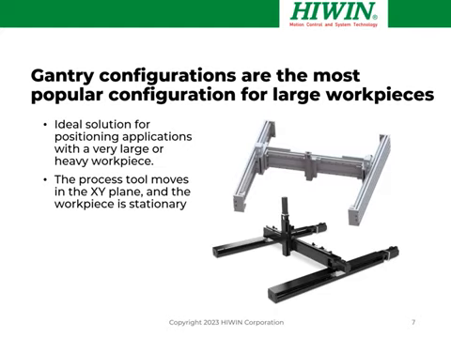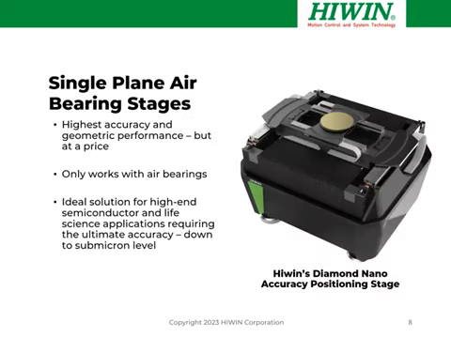But one drawback of this approach is it does require an extra axis, the X1 and X2 axes, which are a pair that must be precisely synchronized by the servo drives. At the upper end of the performance spectrum, air bearing systems. Air bearings offer the highest possible accuracy. A single plane air bearing stage gives you the best possible geometric performance, but at a price. They are an expensive solution.